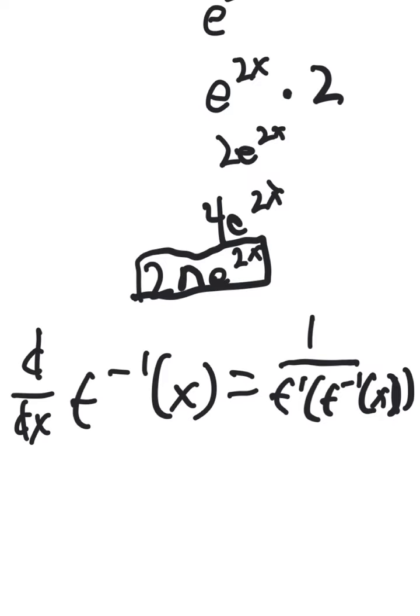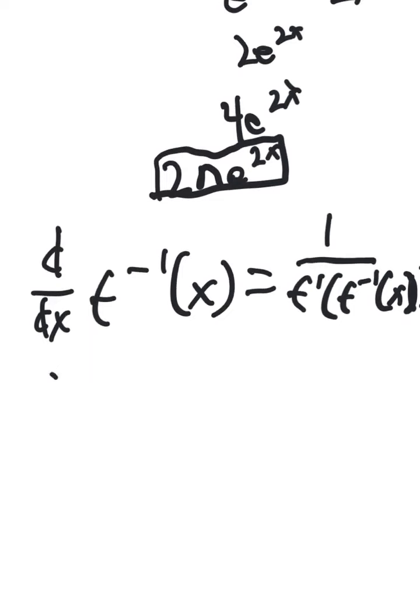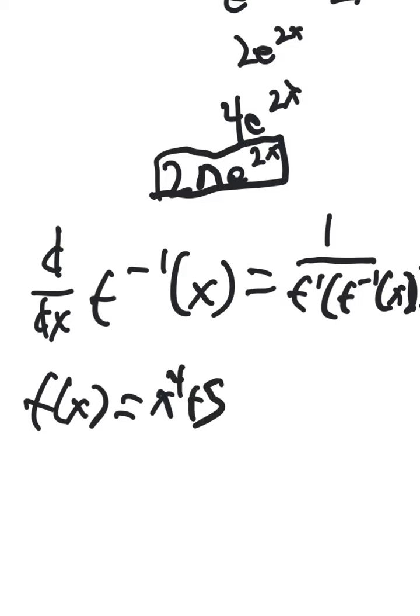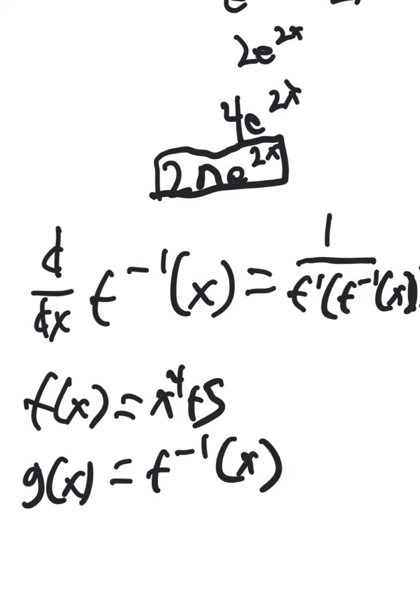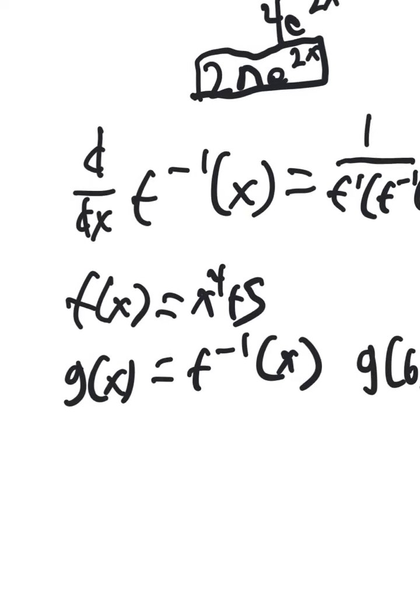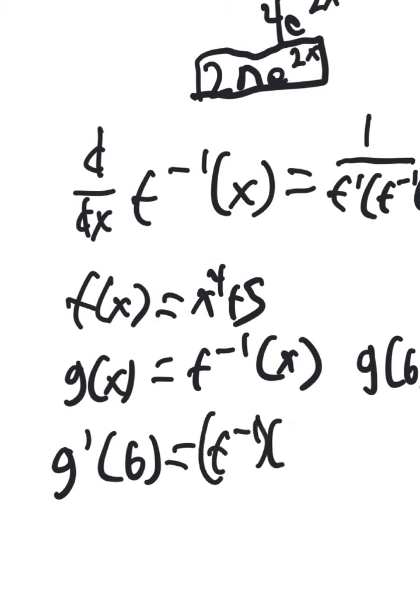So I think it's best to see this in an example. Let's say we had f of x equals x to the fourth plus 5. Let's say g of x is the inverse of f, so f negative 1 of x. And we know that g of 6 equals 1. So now the question is, what is g prime of 6, which is the same thing as f negative 1 prime of 6? So what does that equal?